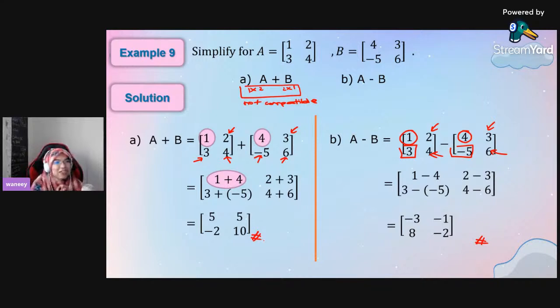Okay, so now we are done with A plus B as well as A minus B. So let us proceed to the next example.